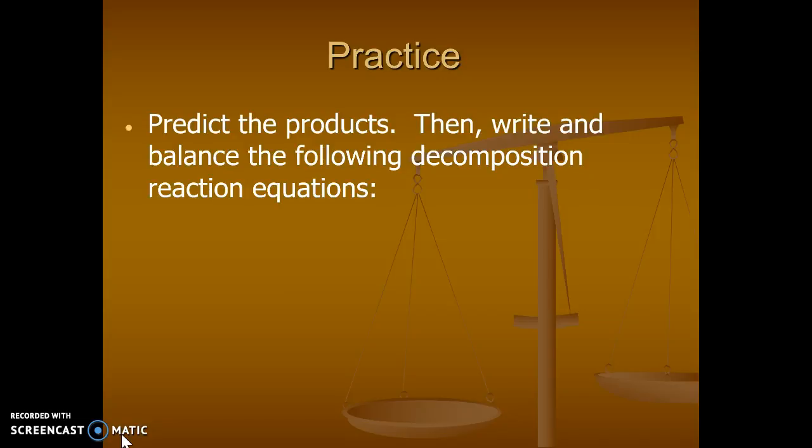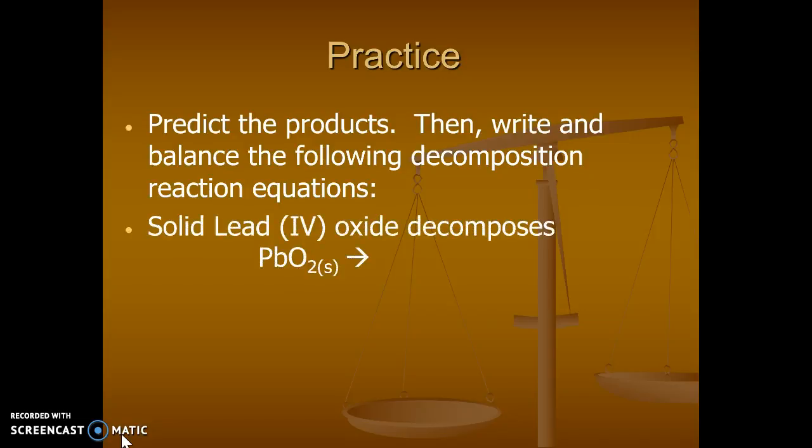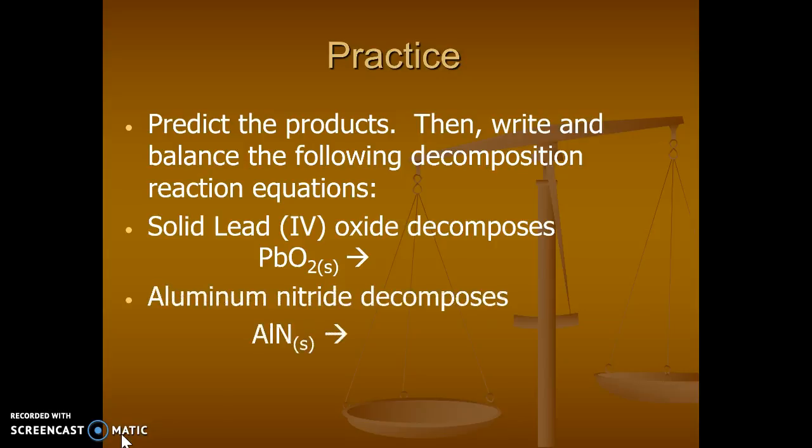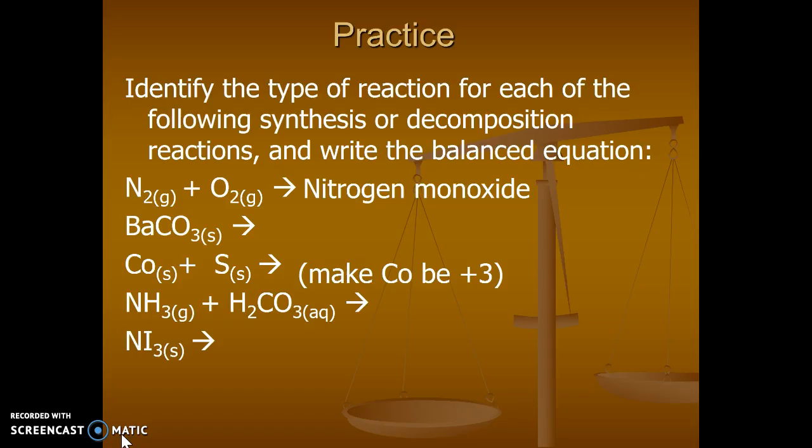So here are some practice ones. If lead oxide decomposes, what do you think you end up with? Pb plus O2. If aluminum nitrate decomposes, what do you end up with? Al plus N2. Again, you can balance afterwards.